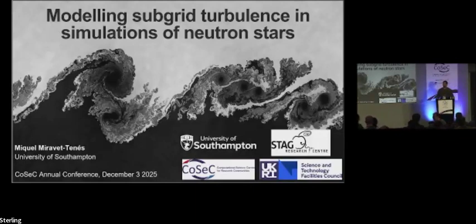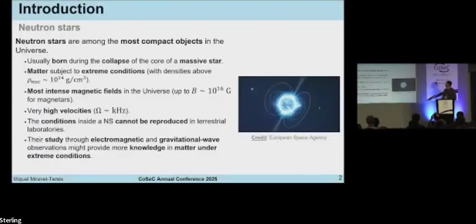Hi, everyone, again. Well, thank you for the introduction. The talk today is going to be about how to model subgrid turbulence in the context of neutron stars. Let me start with what a neutron star is. Neutron stars are amongst the most compact objects in the universe.